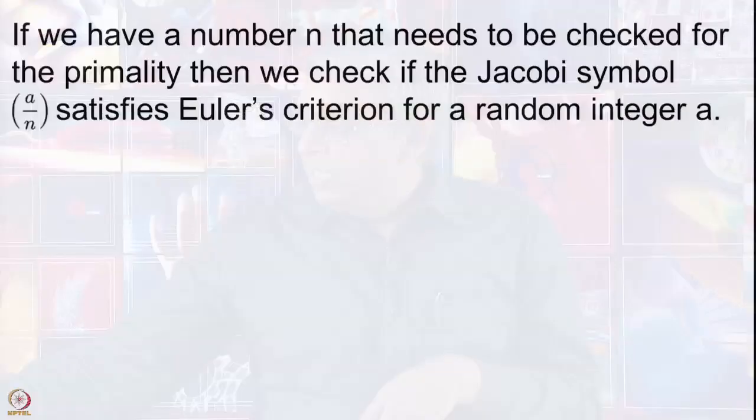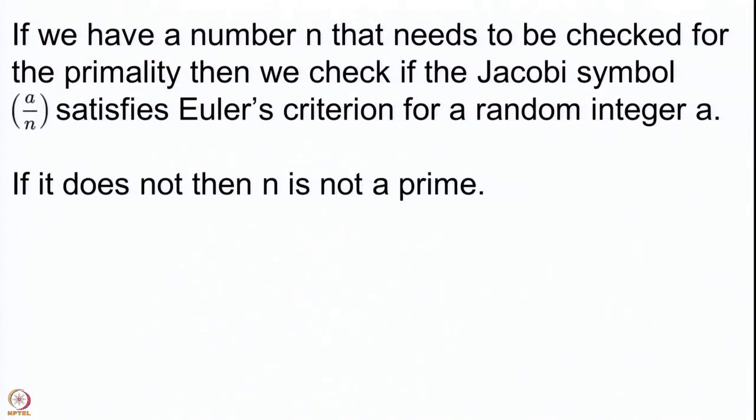So, we compute the Jacobi symbol and see whether the Jacobi symbol a by n satisfies Euler's criterion for this randomly chosen integer a. If it does not, then n is not a prime, because the prime modulus case gives you the Legendre symbol, and the Legendre symbol does satisfy Euler's criterion. So, if a by n is not congruent to a power (n minus 1) by 2 modulo n, then n cannot be a prime. This is a very nice primality test.